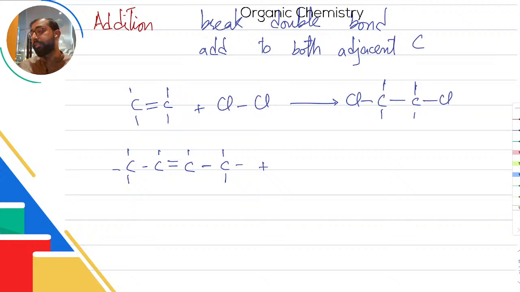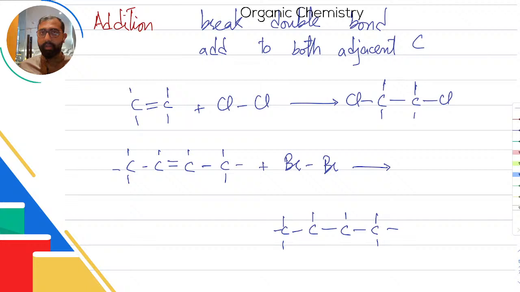Okay. No problem. The method is break the double bond, add to both. So here's what happens. Again, I don't need ultraviolet light because ultraviolet light will do substitution. I don't need that. I could do this in the dark. I can't do addition on this carbon. It doesn't have a double bond. I need to first break the double bond. So I draw this thing without the double bond. Now add to both carbons. So this gets a bromine, this gets a bromine. There you go. That's addition.